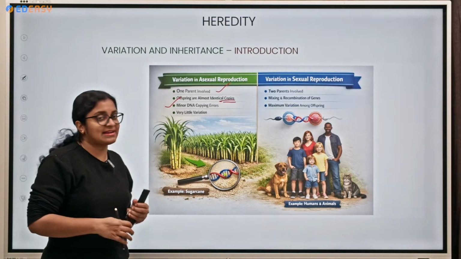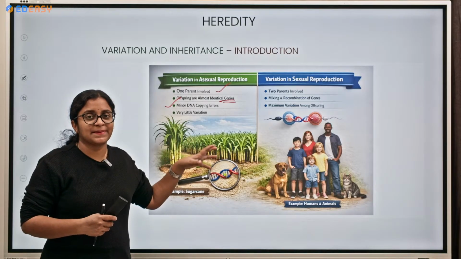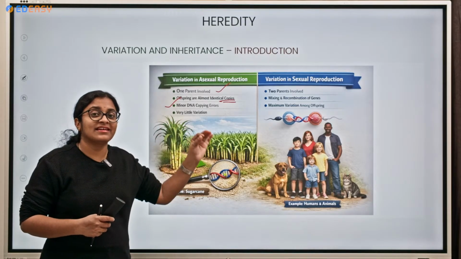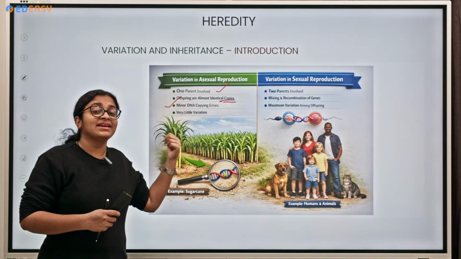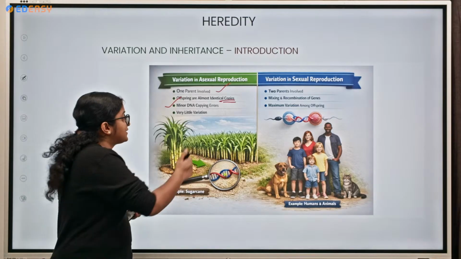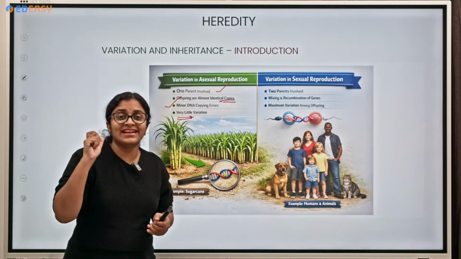For example, in a sugarcane field, there might be chances that a sugarcane has a minor DNA error when there is a reproduction. That minor DNA error might lead to the little variation. Variation will be there, but little variation.